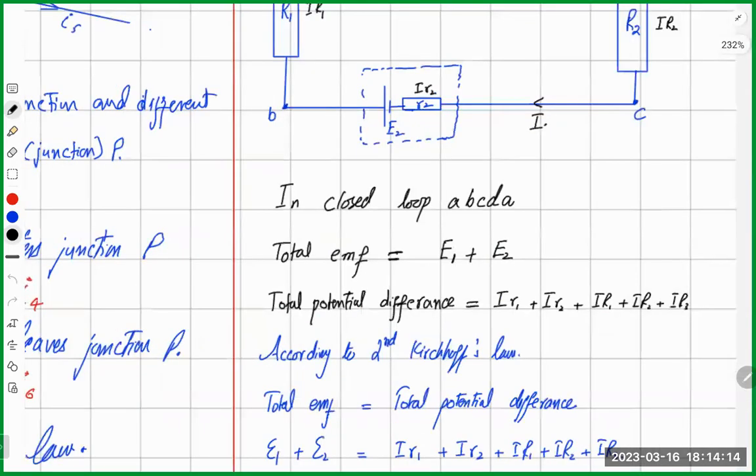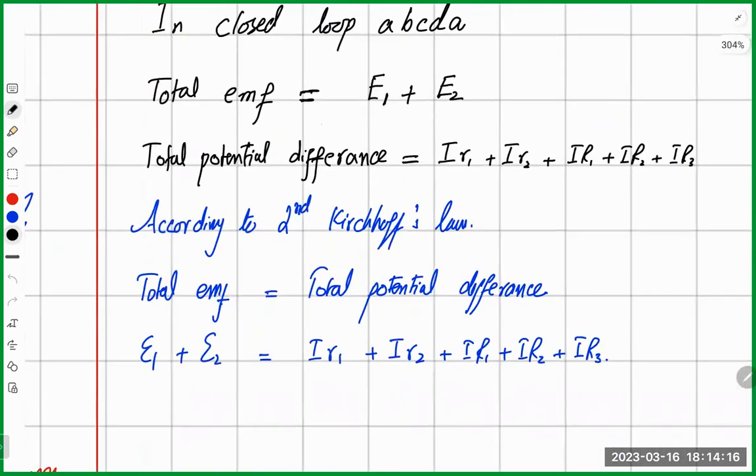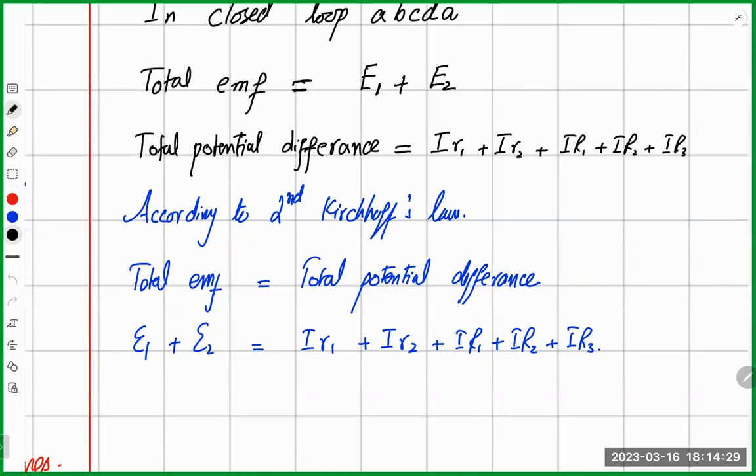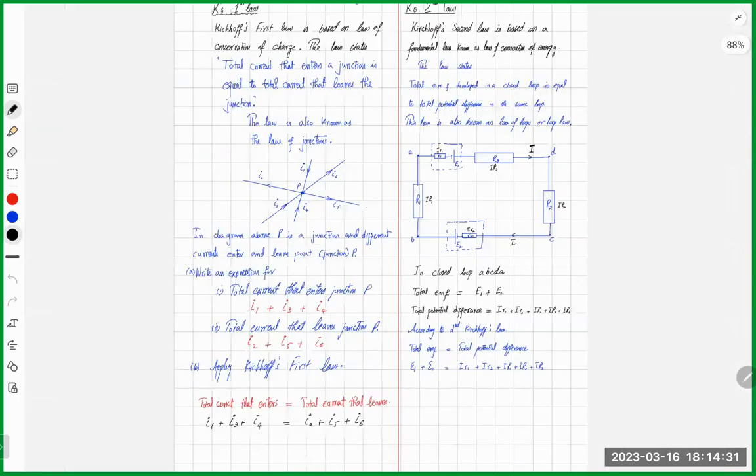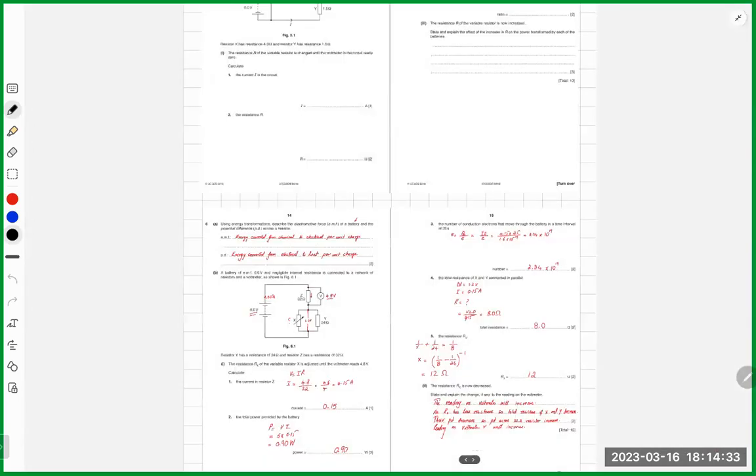You can see that total EMF is E1 plus E2. Total potential differences are IR1 plus IR2 plus IR3. So this is how this whole equation is established. Let's see, we have some questions like this over here.